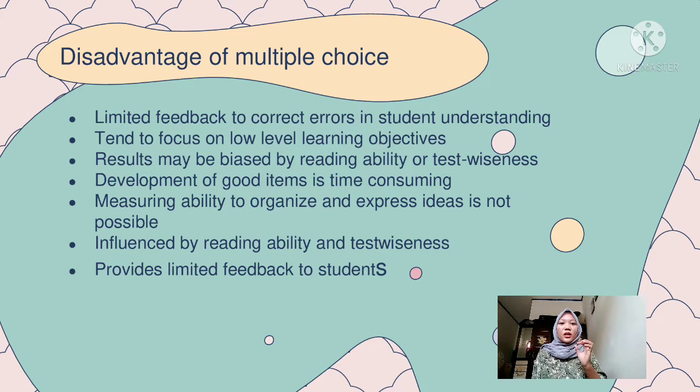The fifth is that measuring the ability to organize and express ideas is not possible. The next is that results are influenced by reading ability and test wiseness. And the last is that it provides limited feedback to students.